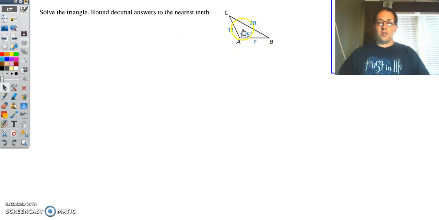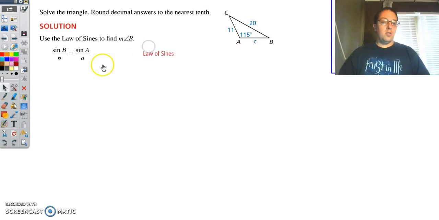All right. So first we have these two, so we're going to set those up, and then the other side we have is 11. That's opposite angle B, so let's go with that. First we're going to find angle B because we can't figure out anything with C, since we don't have anything for C. So sine of B over side B is equal to the sine of A over side A. We're going to plug in for this. We don't know what angle B is, but we do know side B is 11. We have the sine of 115 degrees over 20.